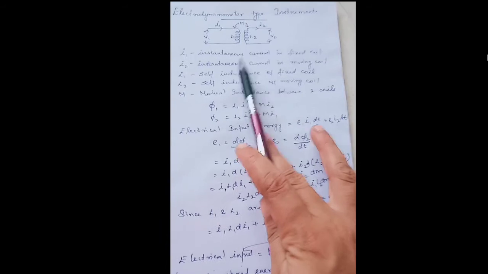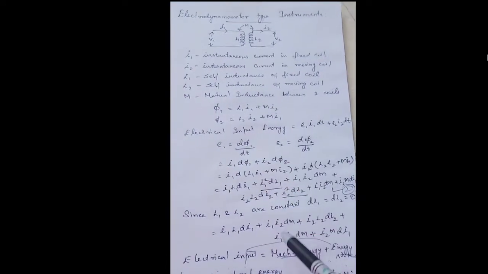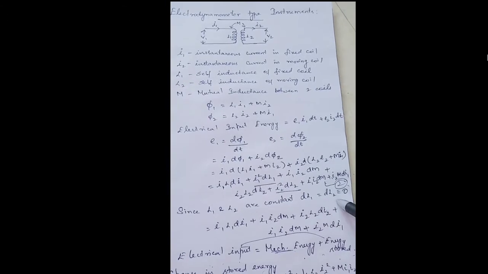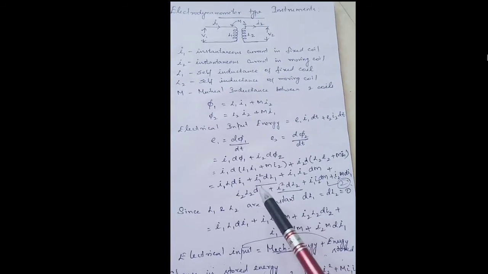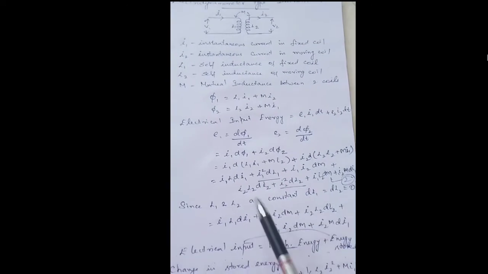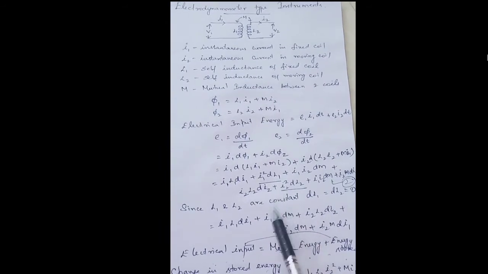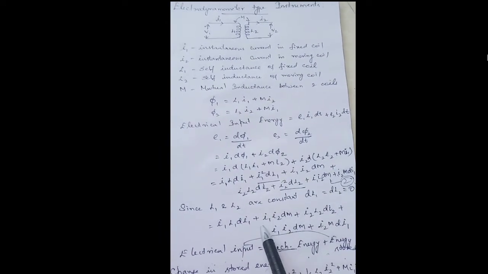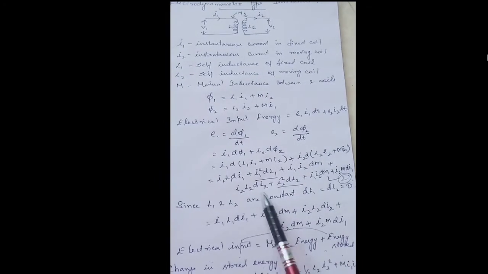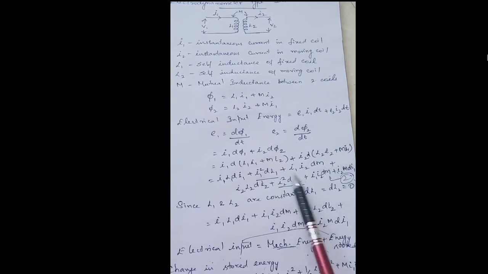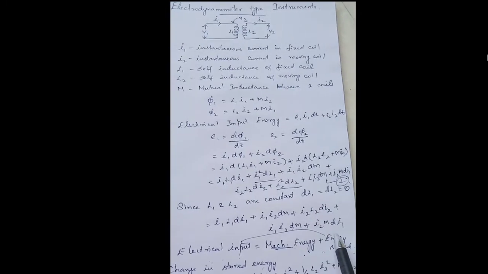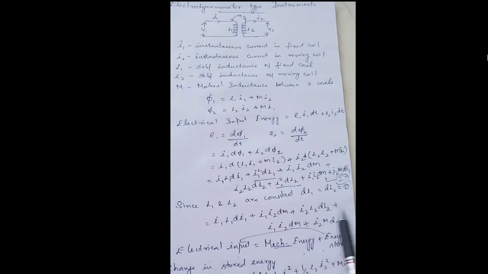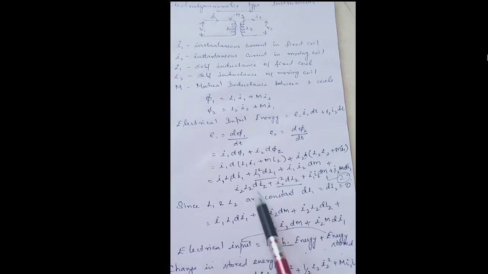Since the two inductances L1 and L2 are constant here, the differentiation of L1 and L2 will be equal to 0. So in these two places we are going to replace it by 0. So these two terms will be eliminated in the next step. So I1 L1 dI1, and this term is 0, so I am going to write the remaining terms next. I1 I2 dM plus I2 L2 dI2 plus this term is also 0, then I1 I2 dM plus I2 M dI1. So this is our electrical input equation. So we have derived the electrical input equation.